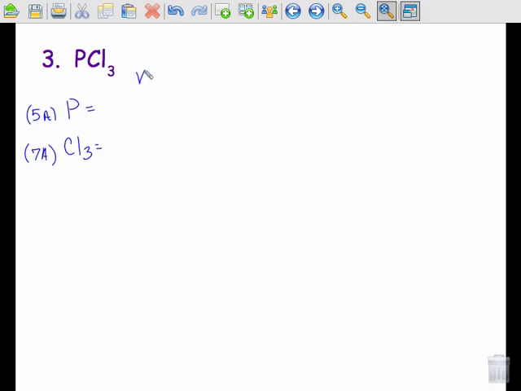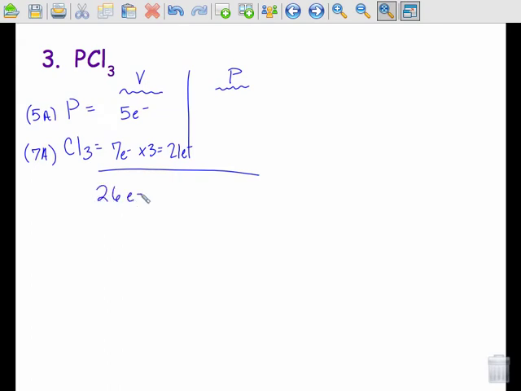And then I'm going to write a V for valence and a P for probable. So since phosphorus is in column 5A, I know it has 5 valence electrons. And since chlorine is 7A, I know it has 7. Multiply that by 3 because of the subscript. You always multiply by the subscripts. And then I add those two numbers together, 5 and 21, to get a total of 26 valence electrons that have to be shown. Remember, this is my actual number.